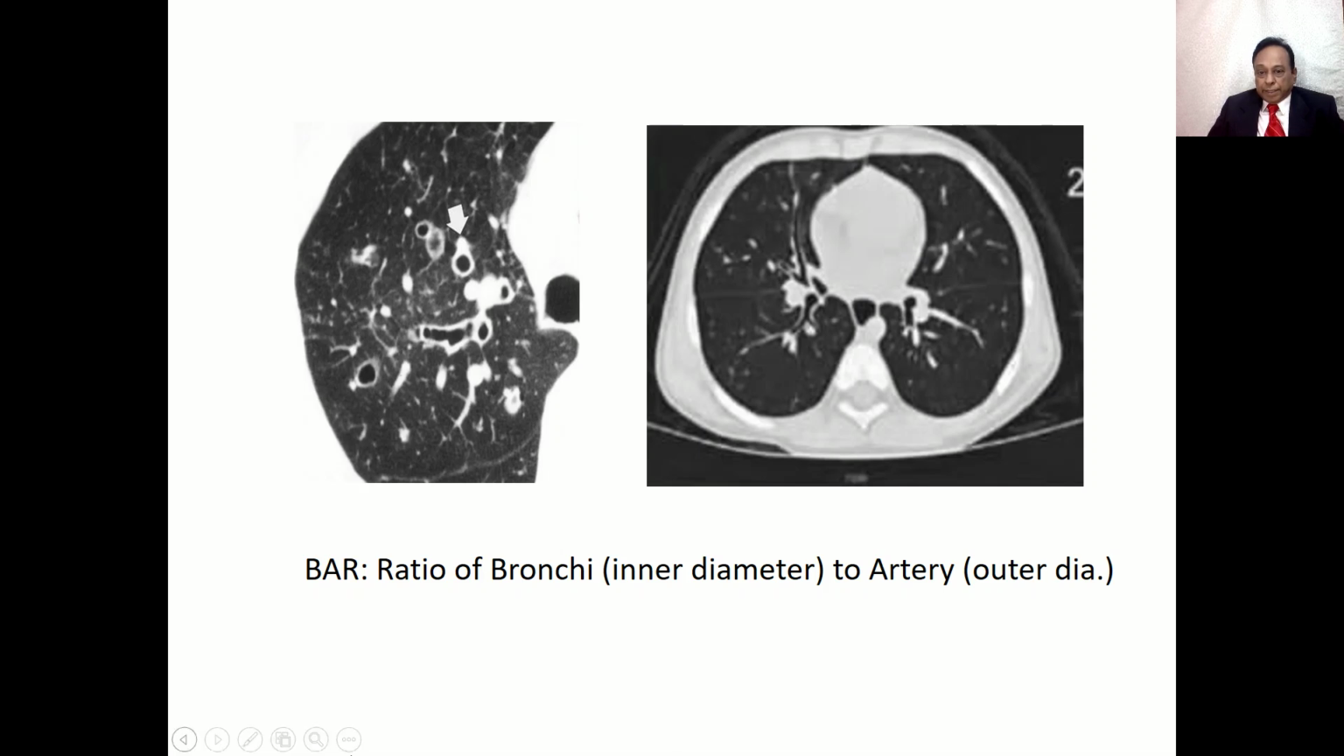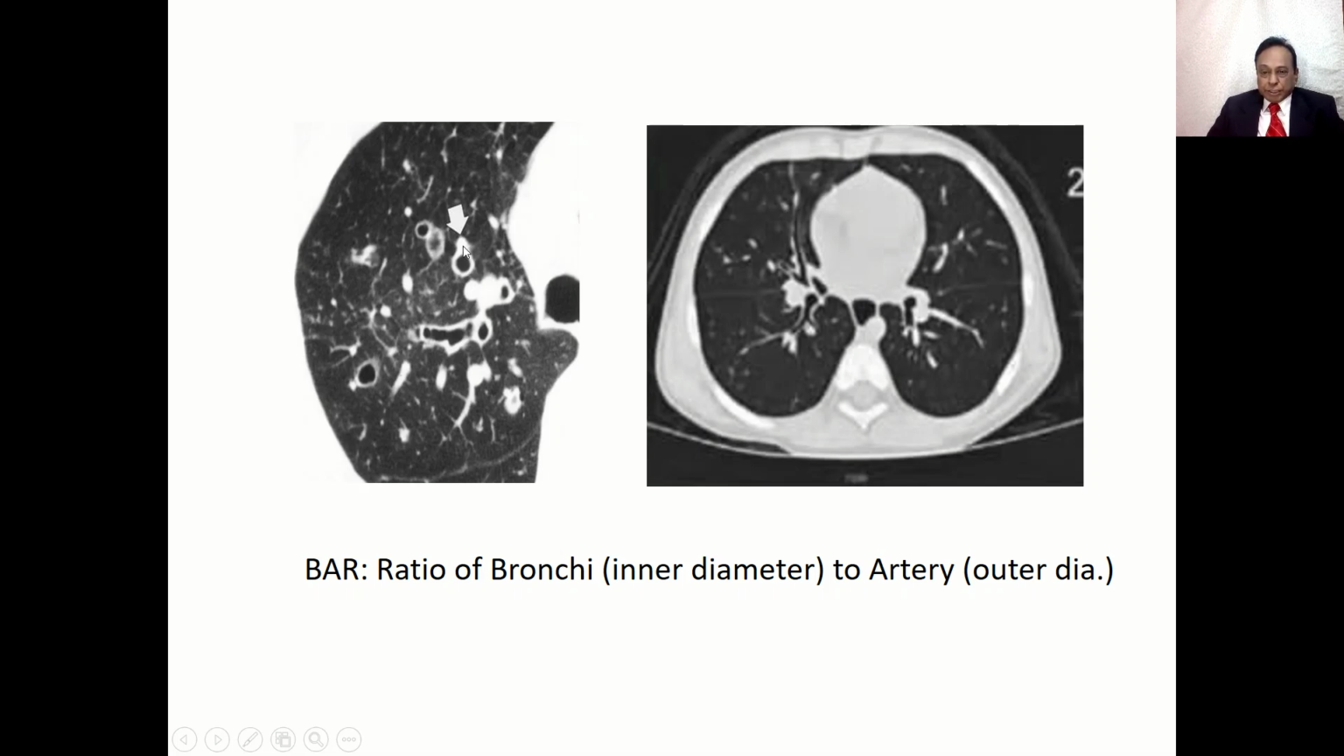And there is a nice signet ring appearance. Look at that. This is the artery. This is the bronchus. Look at the nice signet rings. This is very typical, taken from the net. And this is a signet ring appearance. Something like, we bird as a signet ring, no, like that it resembles.